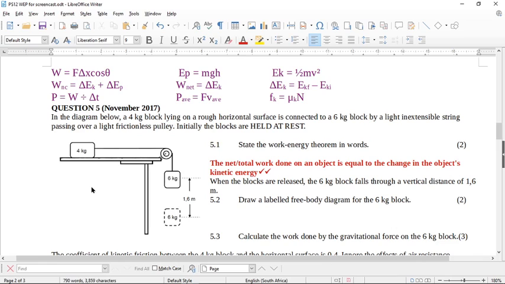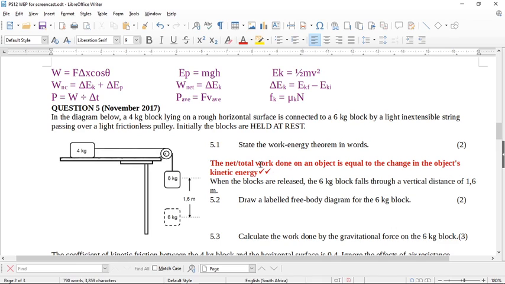Okay, look here, just looking at the picture, we've got a system. 2 blocks, they make up a system. What happens to the one block happens to the other block. In the diagram below, a 4 kg block lying on a rough horizontal surface is connected to a 6 kg block by a light inextensible string passing over a light frictionless pulley. Initially, the blocks are held at rest.